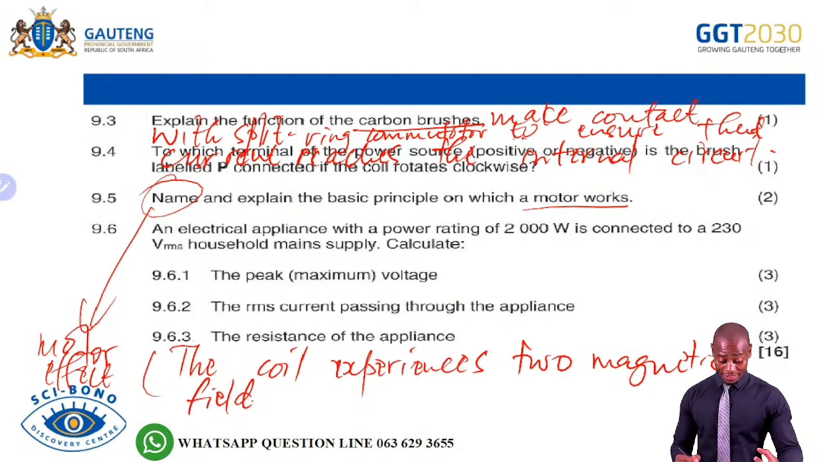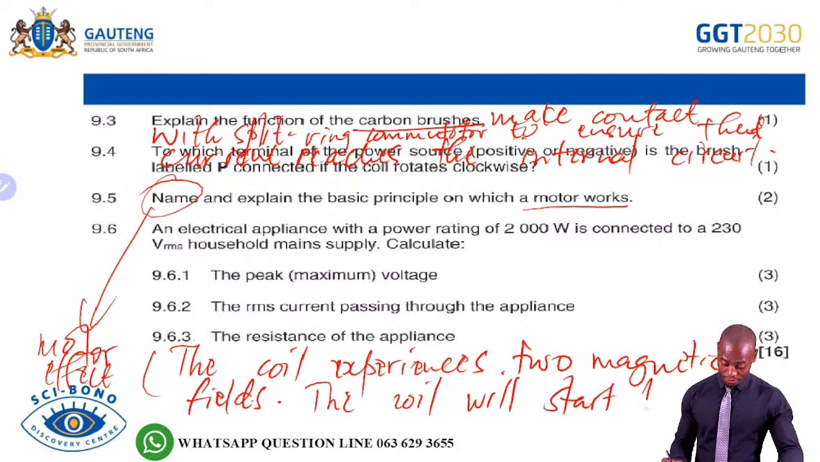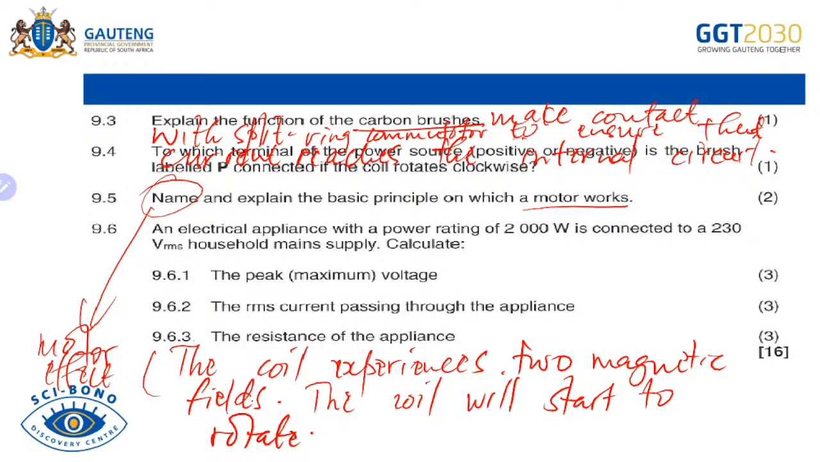So as long as there's current in a coil, around that coil, there will be what? A magnetic field. So this coil experiences how many magnetic fields? Two. So the coil experiences two magnetic fields. So since it experiences two magnetic fields, the coil will start to do what? To rotate. So I've explained motor effect.